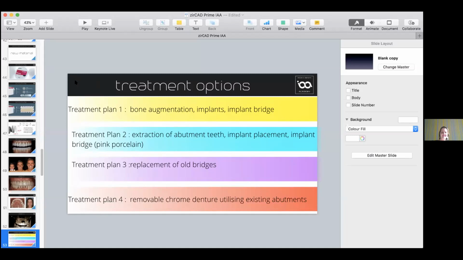Right, let's have a look. Let's move on from that if we can. Let's have a look what everyone went for. Yeah, replacement of old bridges. That's a good option, by the way. So let's close that. Let's keep going. And that's exactly what we did.